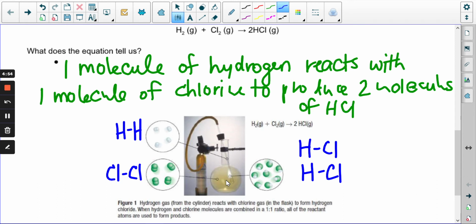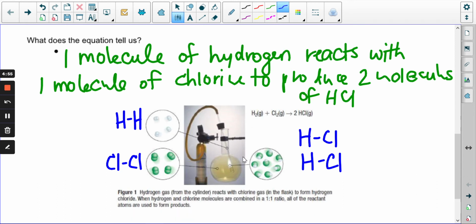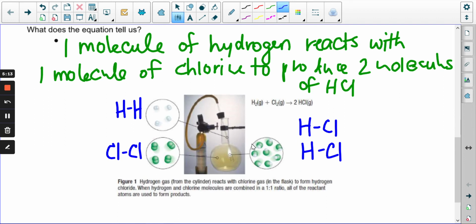But the point I'm trying to make here is that we see that this is happening in the same ratio every time. 1 molecule of H2 is needed to react with 1 molecule of Cl2 to make these 2 HCl. And we know that by balancing the equation, which we've done many, many times already, also going back into even grade 10. We learned about balancing and why that was so important.